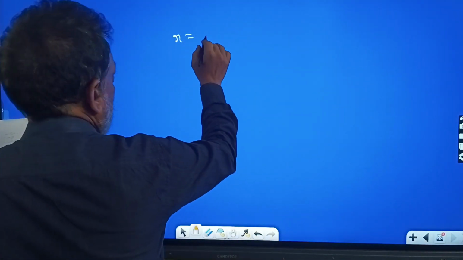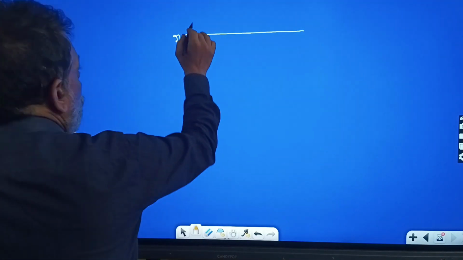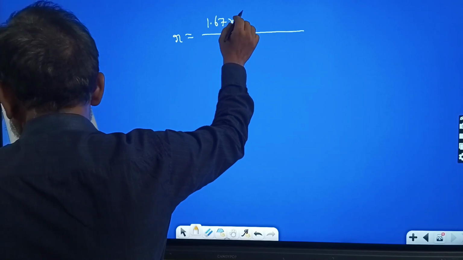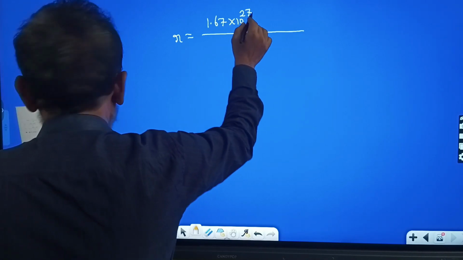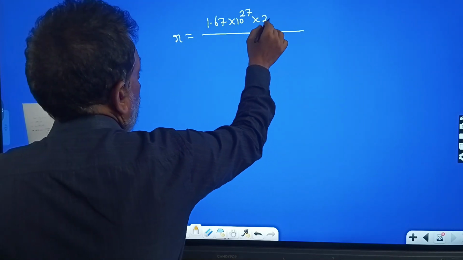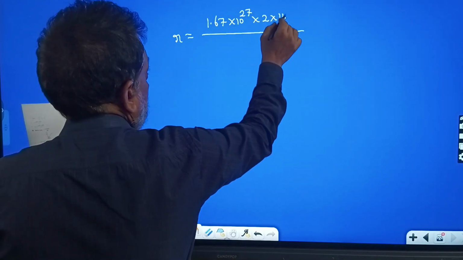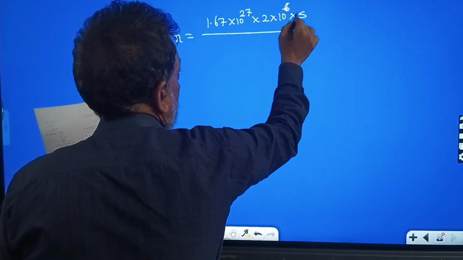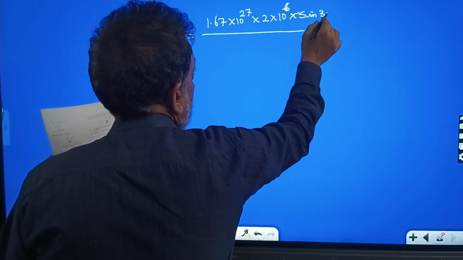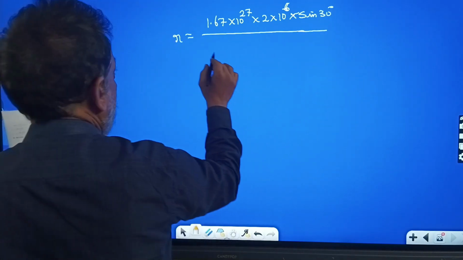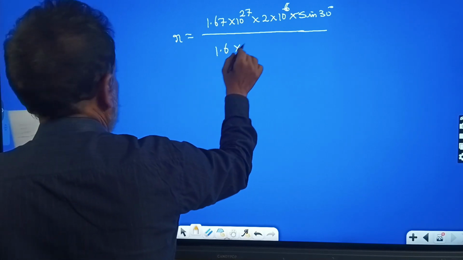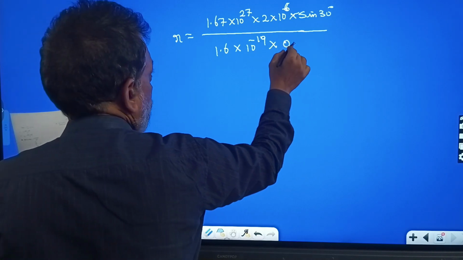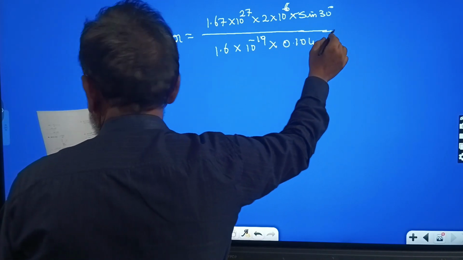Try to take R is equal to 1.67 into 10 to the power of 27 into 2 into 10 to the power of 6 into sin 30 degrees, whole divided by 1.6 into 10 to the power of minus 19 into 0.104. Please simplify and tell the value. That's all.